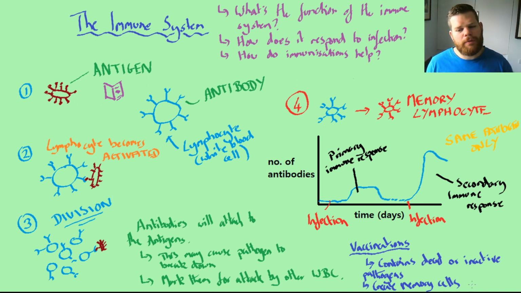Last but by no means least, we just talked about a vaccine. Okay, vaccines contain dead or inactive pathogens, so therefore they contain the antigens of those dead or inactive pathogens, which means that you get a primary immune response and therefore create memory cells so that when you're infected with the actual pathogen, you get a secondary immune response.